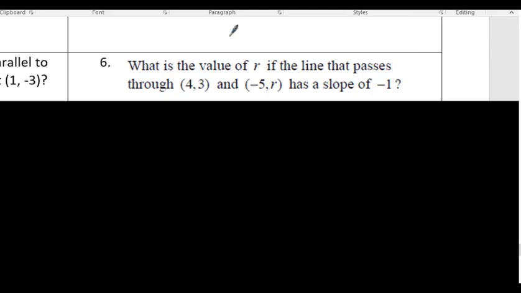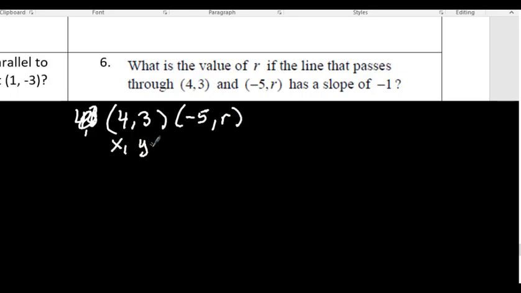All right, 6, it says, what is the value of r at the line that passes through? So we have 2 different points, so I know this point 4, 3, and I know this point -5, r, so I know this is x1, I know this is y1, I know this is x2, I know this is y2, and it says that has a slope that's equal to -1.